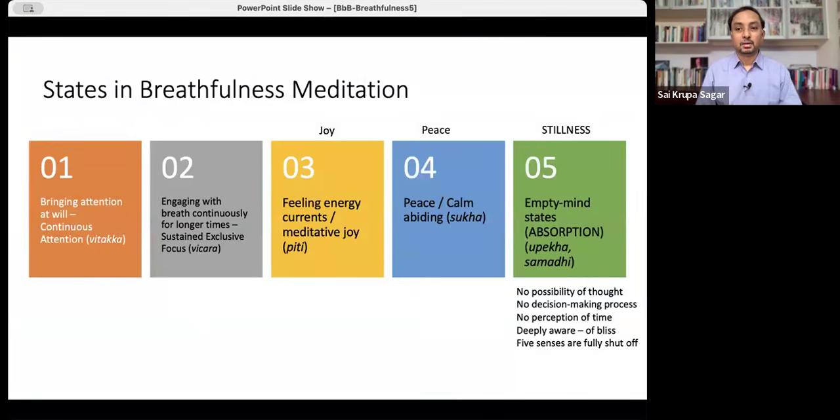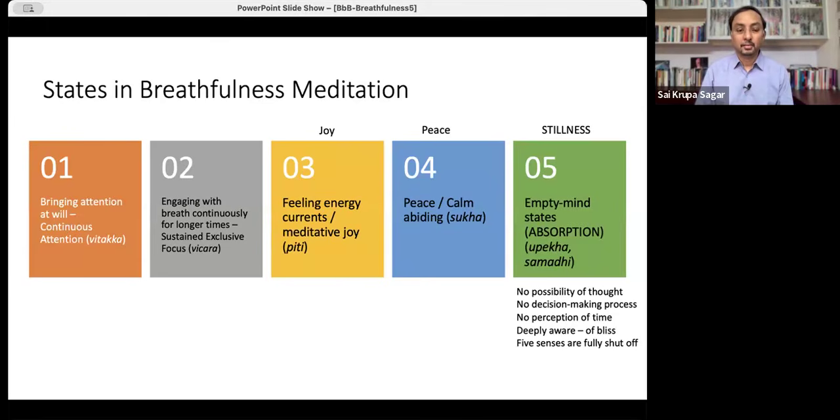So, according to scriptures, both Patanjali and Vedic scriptures and Buddha, this is how deep meditations progress. Different people call it different names. A lot of us beginning meditation this session are in step one for the first couple of days. We are focusing our attention, but then we get distracted by thoughts or something else, and we bring our attention back to breath. So, bringing attention at will, continuous attention. Attention goes, then you bring it back, goes, bring it back.